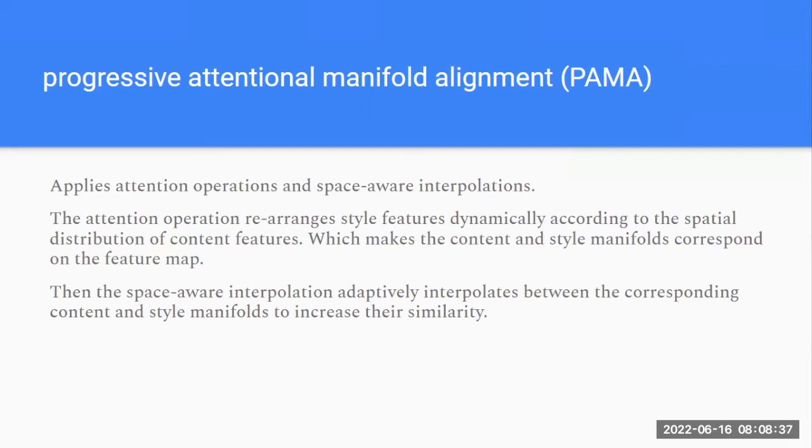Also, there is the problem that a single alignment cannot build a strong enough correspondence between manifolds for the attention model, so they use a multi-stage loss function that repeats the manifold alignment process multiple times.